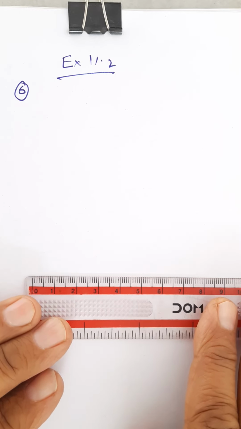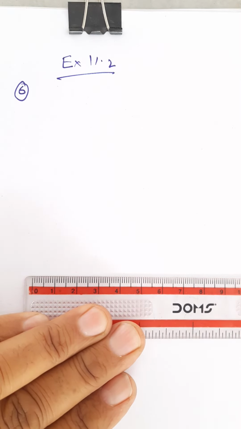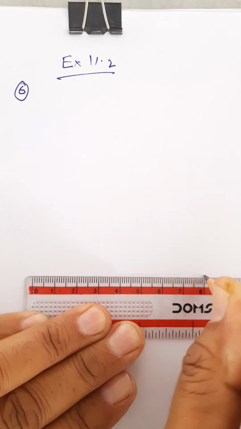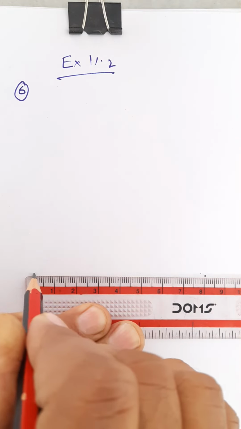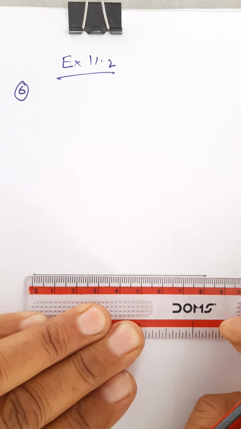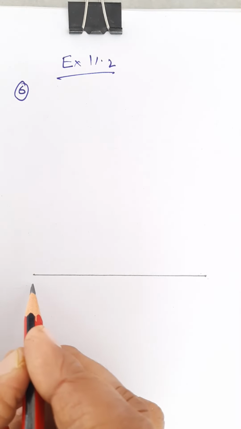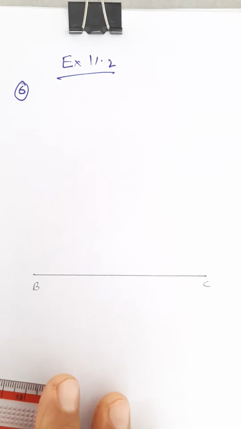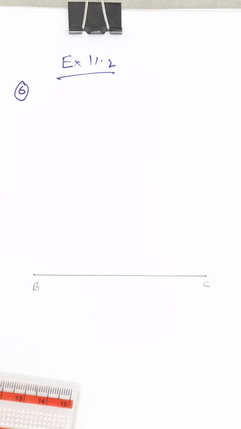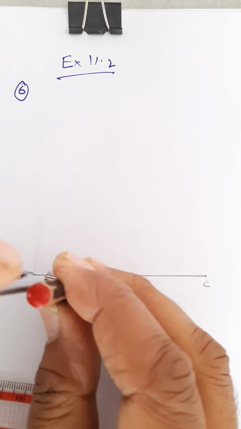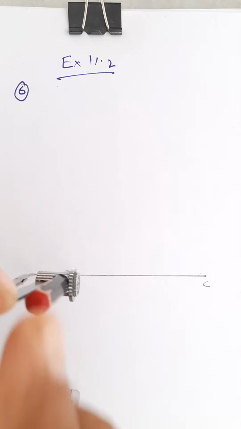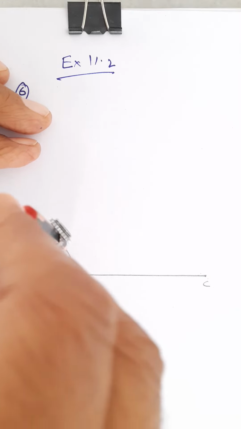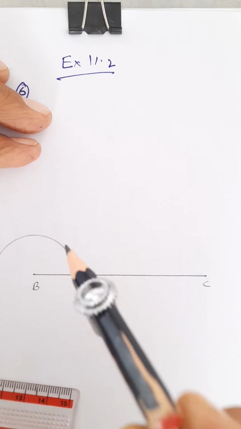So first of all we'll draw BC equals to 8 centimeter. This is BC equals to 8 centimeter. Name this as B point and this one as C point. Now angle B is 90 degree. So at the point B we will draw a right angle. So it is 90 degree.